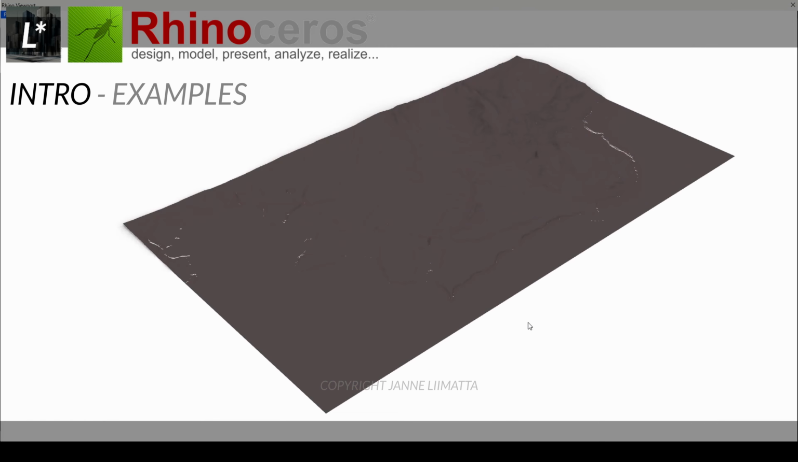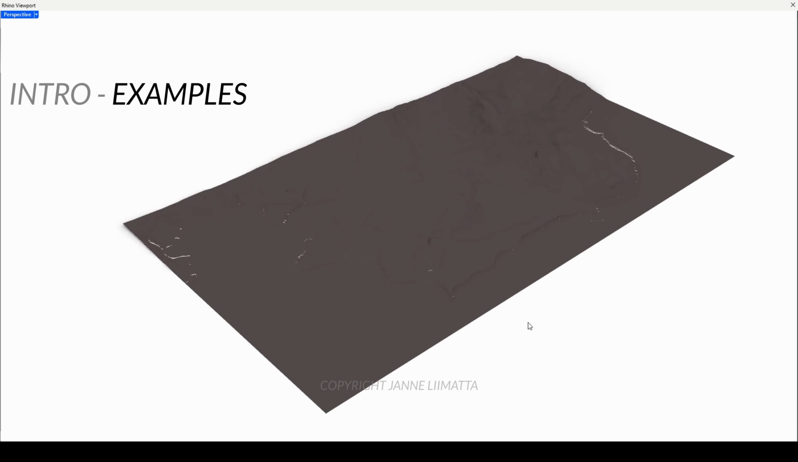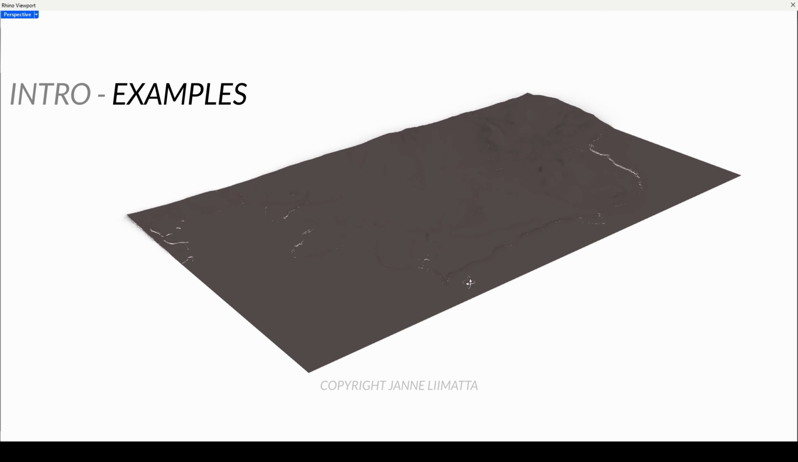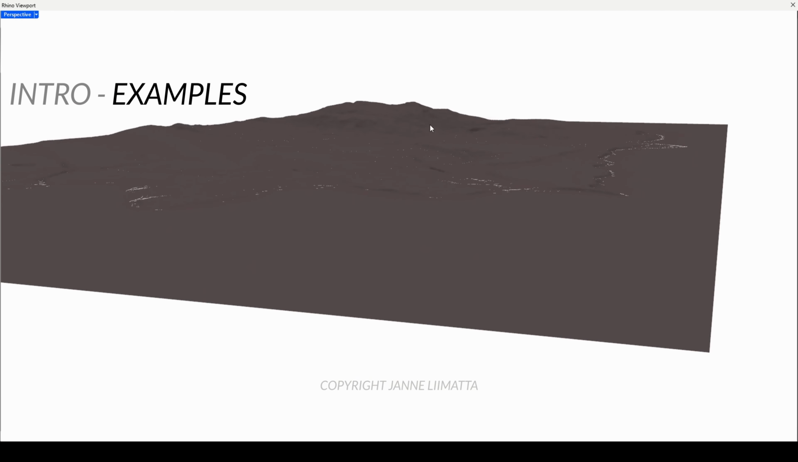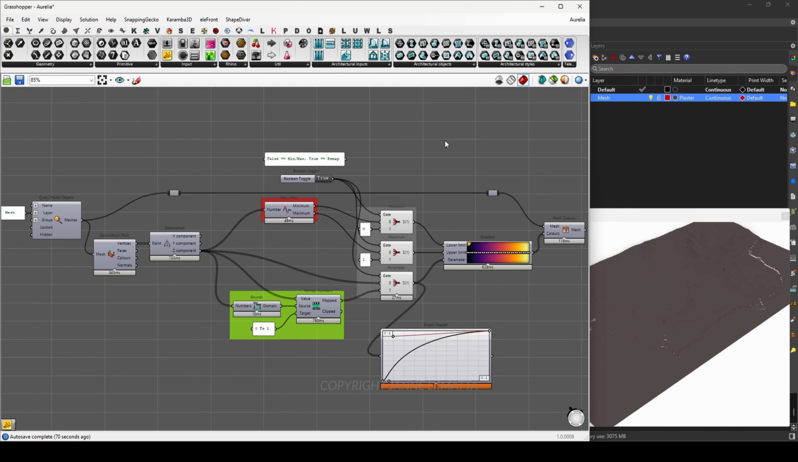Let's get to examples. Here I have a mesh that I have imported from an ASC file. We are in the rendered view, but you really can't see much detail or get a good grasp of the elevation of the topography. To help us with that, we are going to use a script like this.